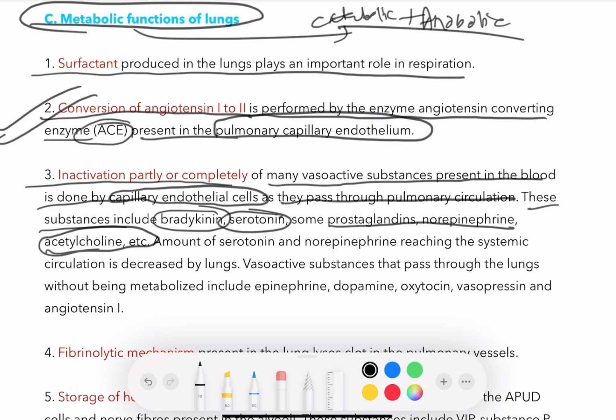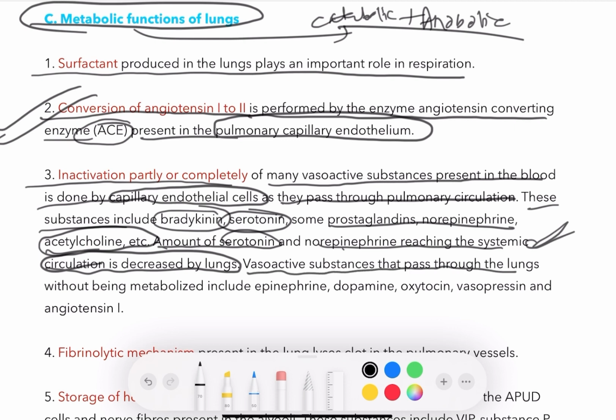Why does the respiratory system have this role? Due to pulmonary circulation, but the main reason is the capillary endothelial cells, because they are present in the respiratory system. Due to that, they play the role of partial or complete inactivation of hormonal mechanisms. The amount of serotonin and norepinephrine reaching the systemic circulation is decreased by the lungs. See, decrease of the substance is also done.